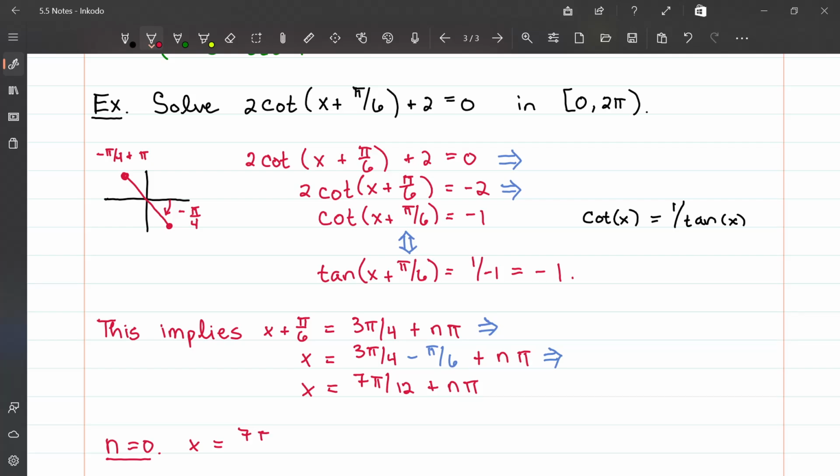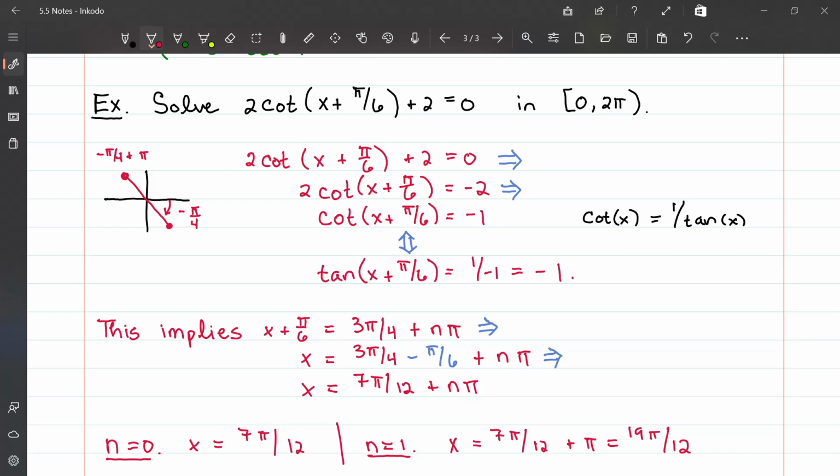So we'll write that down right here. The second should be if we take n equal to 1. If we do that, we're going to find that x is equal to 7 pi over 12, just like before, but now we're adding pi to that. And after a quick combination of these two numbers, we should be getting 19 pi over 12.